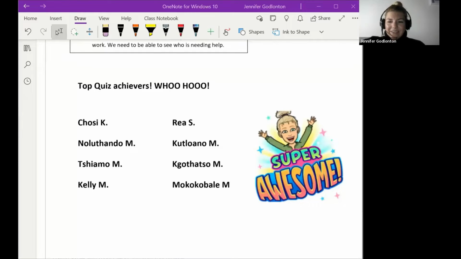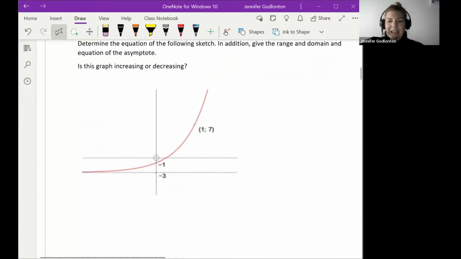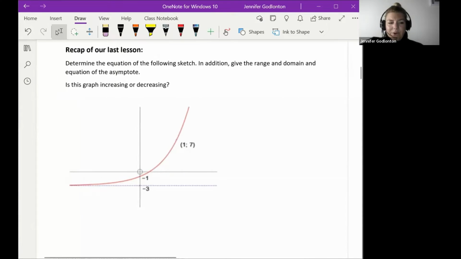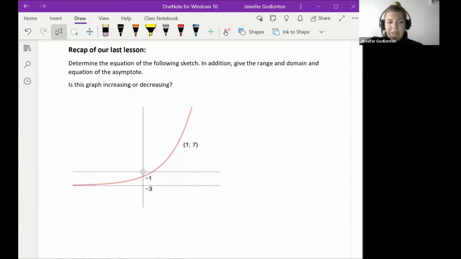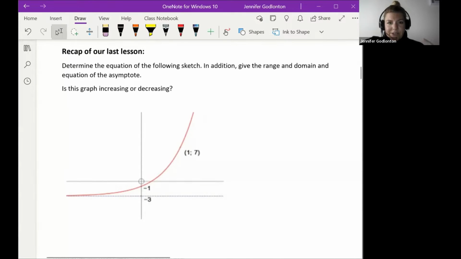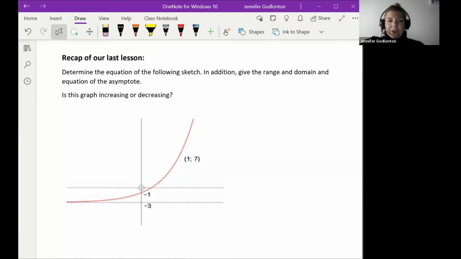Okay, let's have a look. So today, before we go through our next little bit, we're going to have a look at quickly revising what we did in our lesson on Tuesday. In our lesson on Tuesday, we were looking at exponential graphs, and we're going to look at exponential graphs in more detail today. We're going to find their equations, and we're going to draw them.